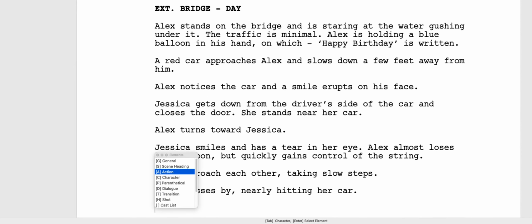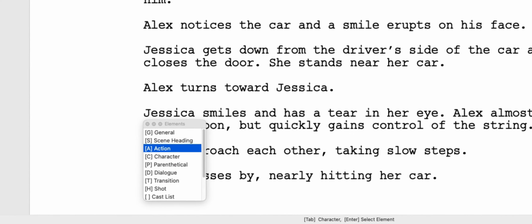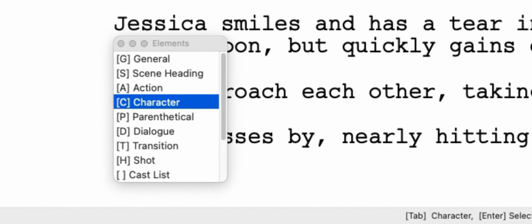You wrote the scene heading, you wrote some action parts, you described what the characters are doing. But from here, it is time for them to speak. It is time for the actors to speak on screen. This is the most important part of the screenplay. It is dialogue. So what you have to do, you have to press enter again and select character.